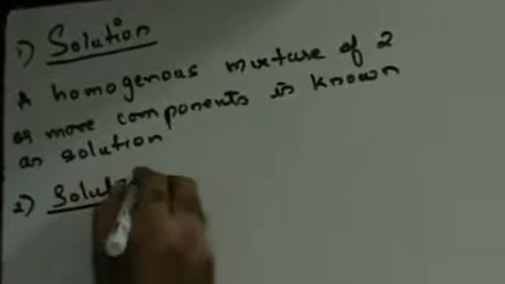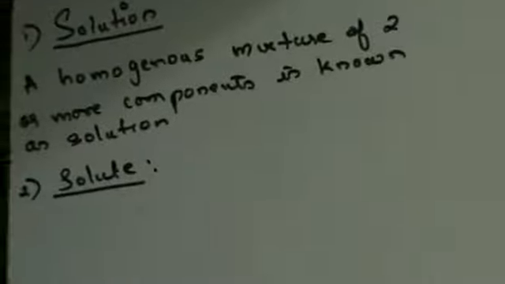What do we understand by solute? The component of the solution which is in less proportion is called solute. I just showed you the example. Sugar was present in less proportion, therefore that was called solute.